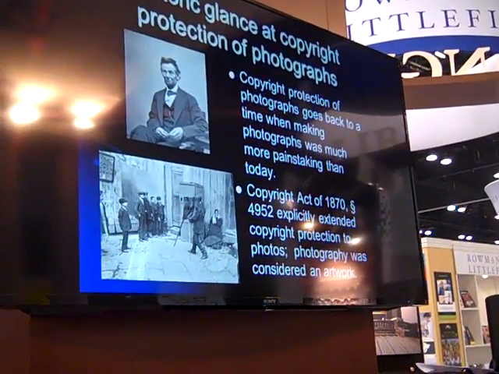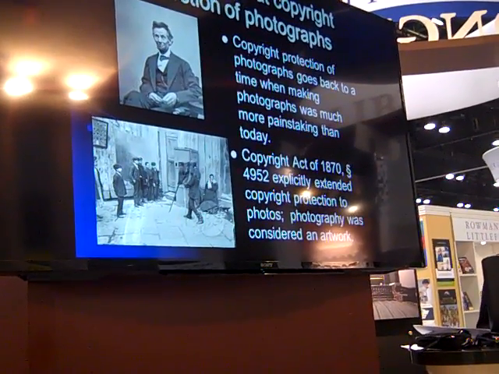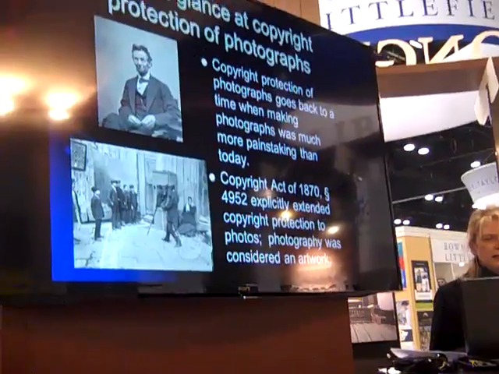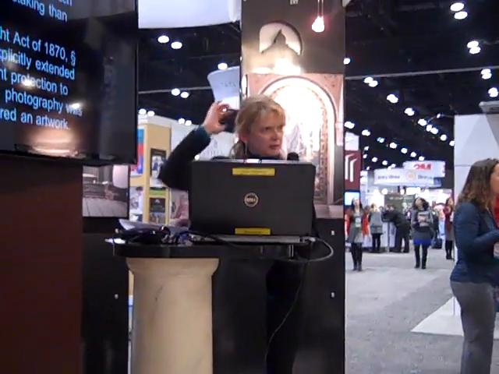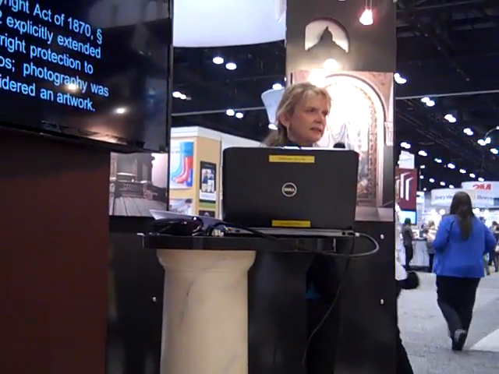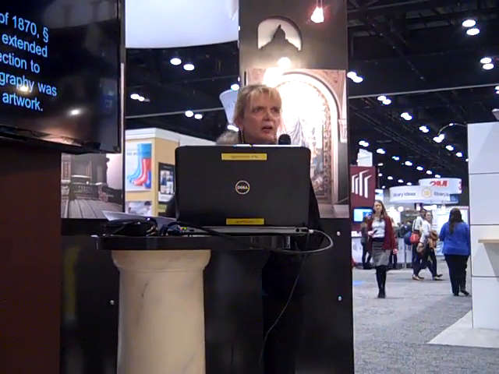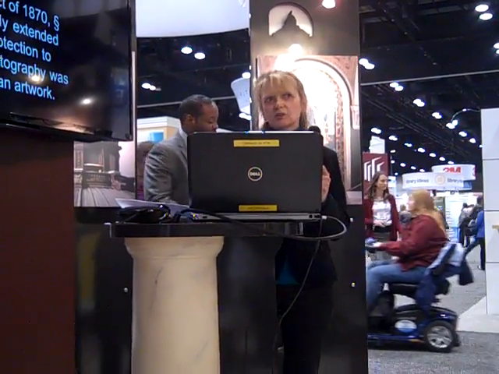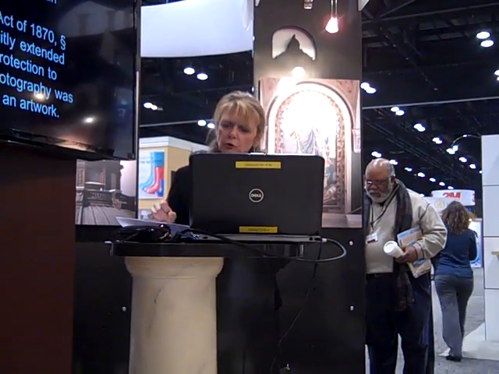So let me just take a quick historic look at photographs. Copyright protection of photographs goes back to a time in history when photography was very different from what it is today. The bottom image, you can see the fellow with the drape over the camera, familiar to all of us. There was a real science to it. Most of the photographers of that day had their own darkroom. They mixed the chemicals. There was a lot of art form. There was a lot of technical skill involved in creating photographs. There's less so today in many respects, although we have Photoshop and things like that. But it's different.